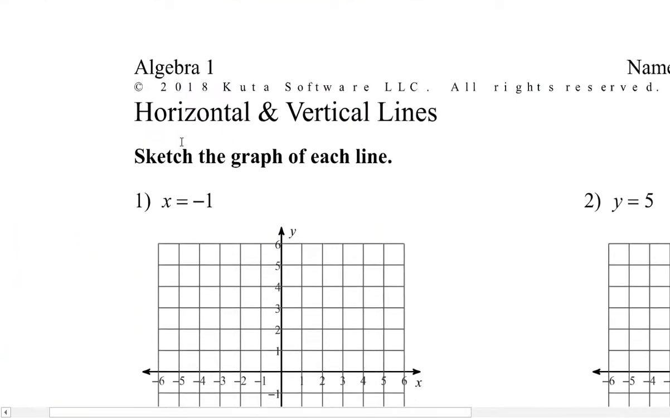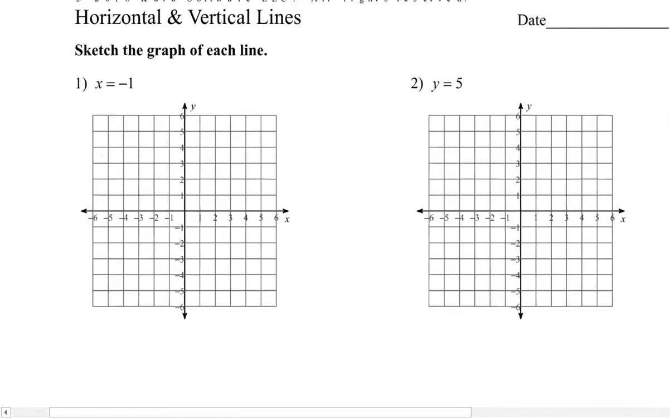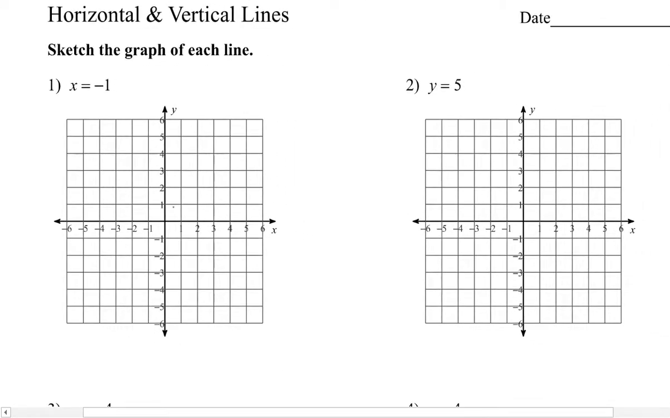All right, let's do a few examples like we did in class. X equals -1. That's when you're going to use VUX. That means it's vertical at -1. Let me see if I can get a darker pen. There you go, x equals -1. This is y equals 5, so it's a horizontal line, right? So that means it crosses at y equals 5. So it's going to be like this.